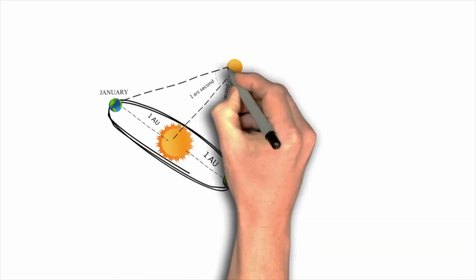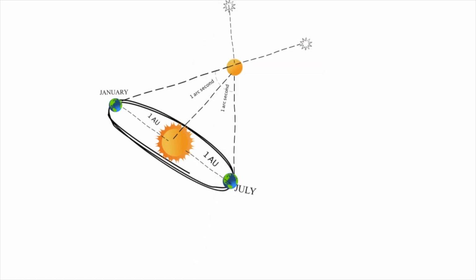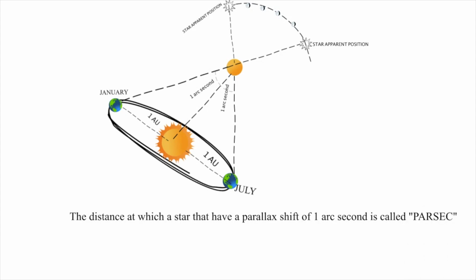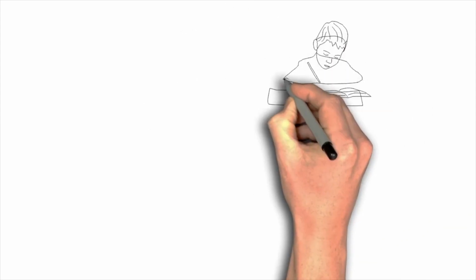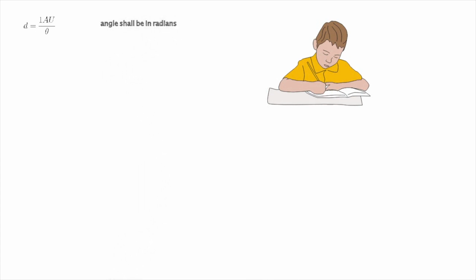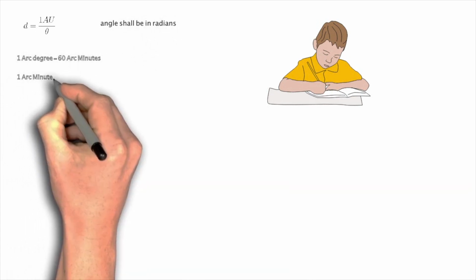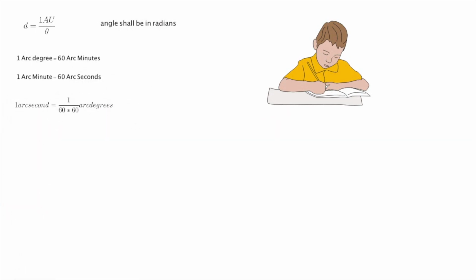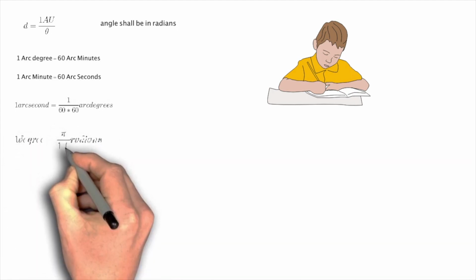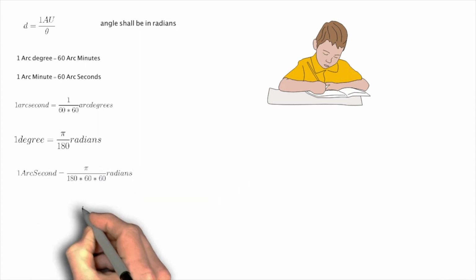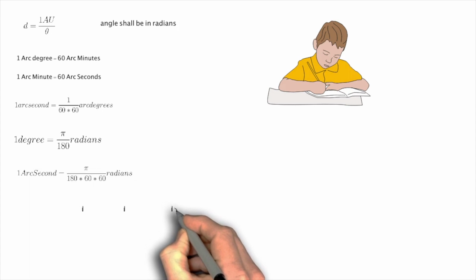Astronomers use the unit parsecs to measure the distance to relatively close stars. A parsec, by definition, is the distance at which a star has a parallax shift of 1 arc second. So let's do some math. 1 degree is 60 arc minutes, and 1 arc minute is 60 arc seconds. So 1 arc second is 1/3,600th of a degree. Now 1 degree, as we know, is pi divided by 180 radians. Hence 1 arc second is 1/3,600th of pi divided by 180 radians.